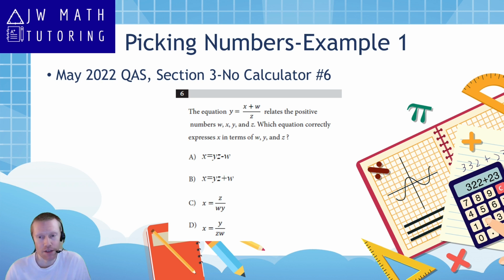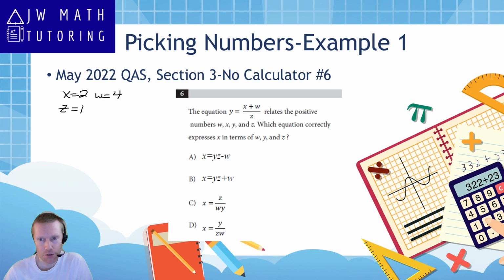Now, doing it the traditional way is not a particularly difficult or time-consuming problem, but I wanted to show this as an example of a problem where you could use picking numbers, especially if you have formulas that are a lot more difficult than this one. So if I was using picking numbers, I'd say maybe x is equal to 2, w is equal to 4, and I'll just let z equal 1.